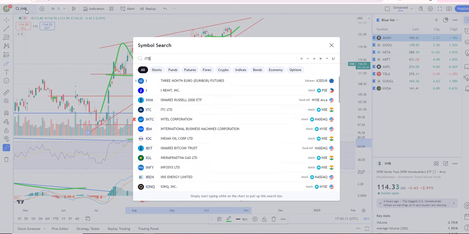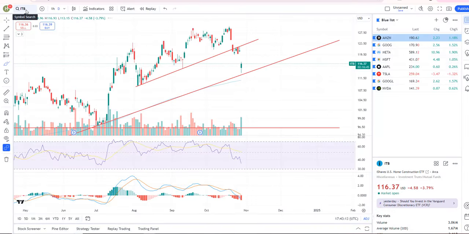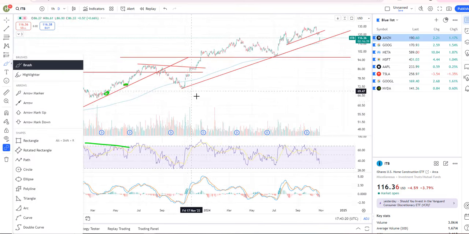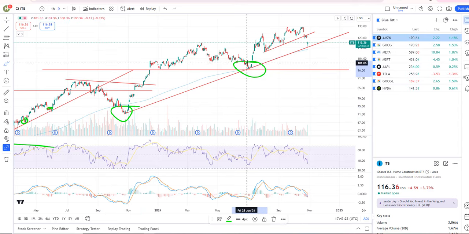And then ITB is your home construction ETF. So this has a lot of home real estate related things. And this one just hit support. All right.